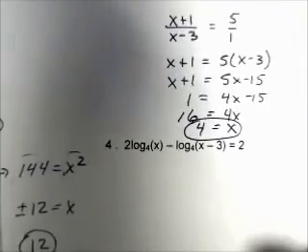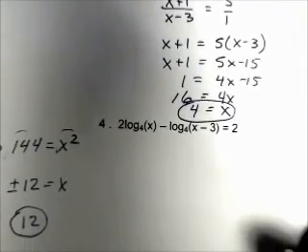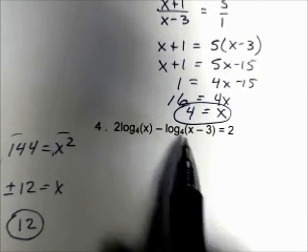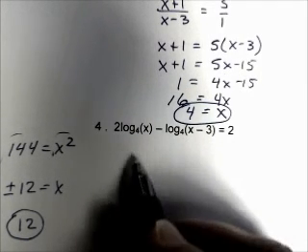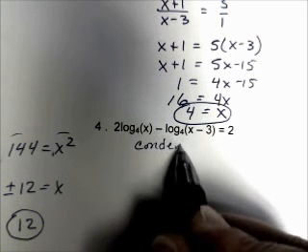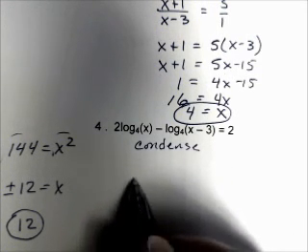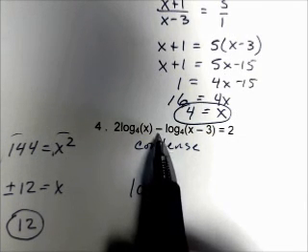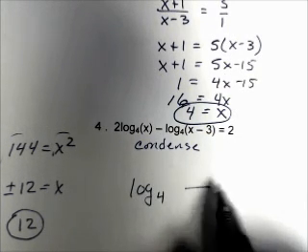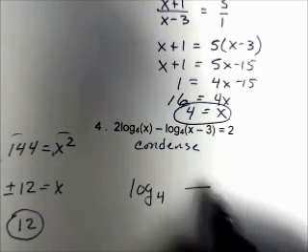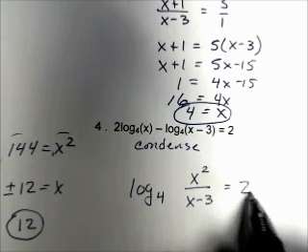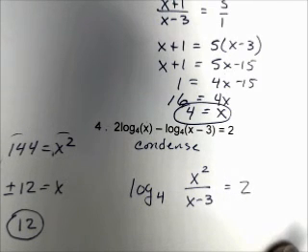Next, number 4. Again, looking at this left-hand side, we have 2 log terms, so let's condense this right away. This is going to be a single log base 4. Again, the subtraction meant it was division. This multiplier 2 is an exponent of 2. All right, so we have log base 4 of x squared over x minus 3 equals 2.